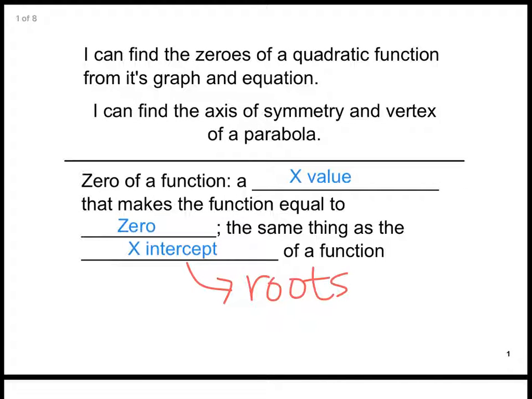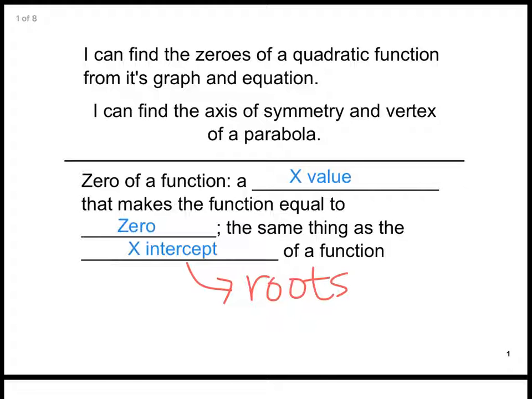Hello, this video is on some more characteristics of quadratic functions, and it follows along with some of the information that is in Holt 9.2 of your textbook. So the focus is going to be on finding the zeros of a quadratic function from its graph and equation, and I can find the axis of symmetry and vertex of a parabola. Some of this will be a little bit of review that we've been practicing, some of it will be new. Make sure you take notes as you watch.